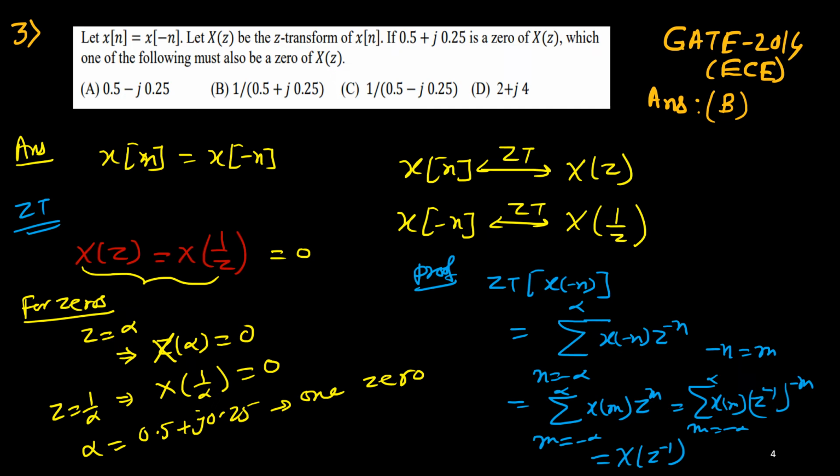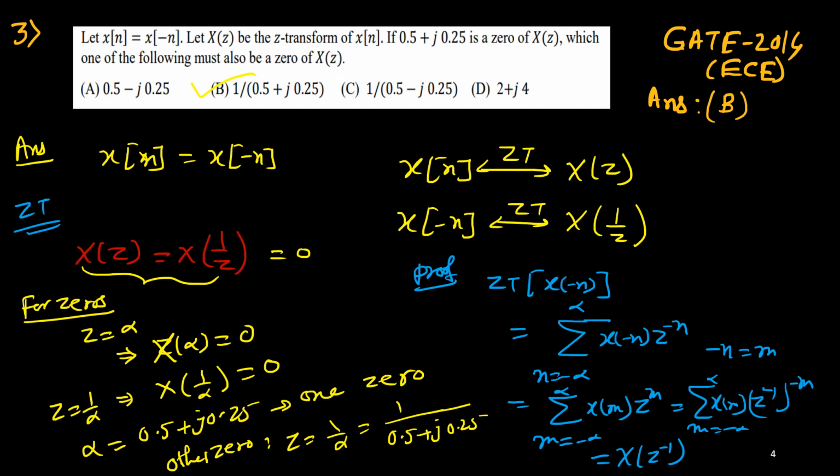So the other zero should be z equals 1 upon alpha, that means 1 upon 0.5 plus j 0.25. That's all. So you see B is the correct answer.